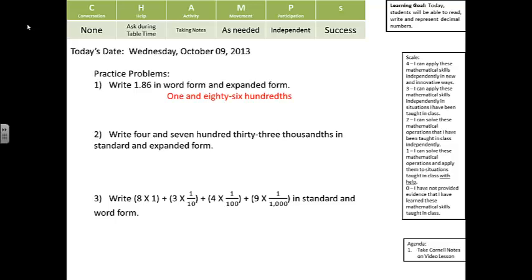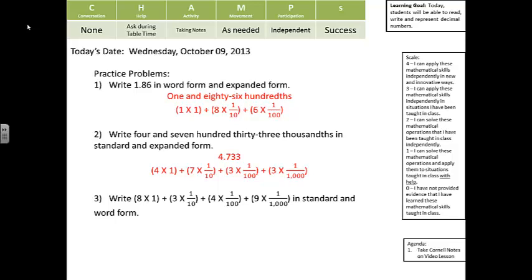Alright, so for the first practice problem, we're going to write 1.86 in word form and expanded form. In word form, it's 1 and 86 hundredths. In expanded form, it's 1 times 1 plus 8 times 1/10 plus 6 times 1/100th. Our second practice problem, we're going to write 4 and 733 thousandths in standard form and expanded form. In standard form, it's 4.733. And in expanded form, it's 4 times 1 plus 7 times 1/10 plus 3 times 1/100th plus 3 times 1/1000th.